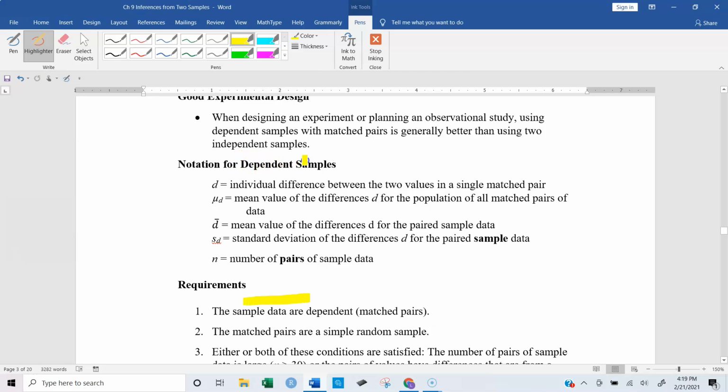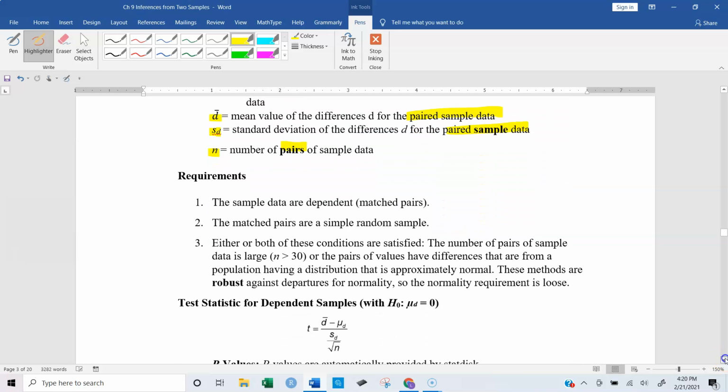Notation for dependent samples. d represents the individual difference between the two values in a single matched pair. So you're going to subtract them. You have to find the difference between this matched pair. So this here, μd, is the mean of those differences for the population, sorry. This, d-bar, is the mean of the differences for the paired sample data that we have. We're going to find sd, the standard deviation of the differences for the paired sample data. And then n is the number of pairs that we actually have. So nothing hard, but we have to keep track of our symbols.